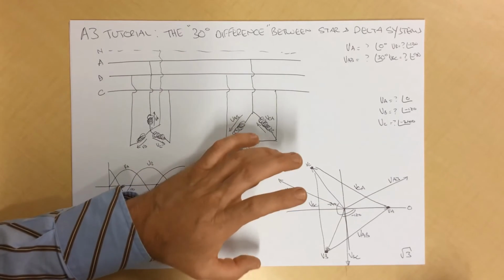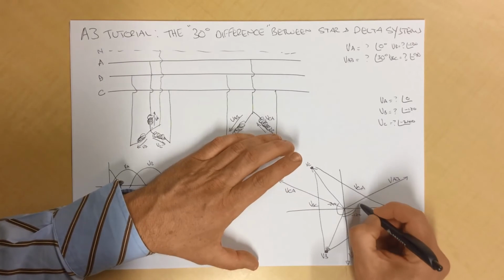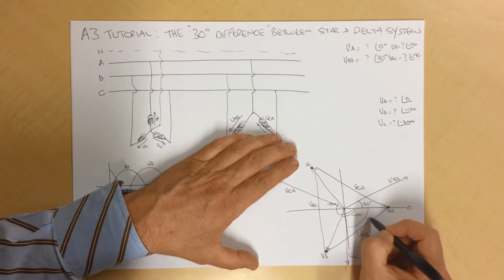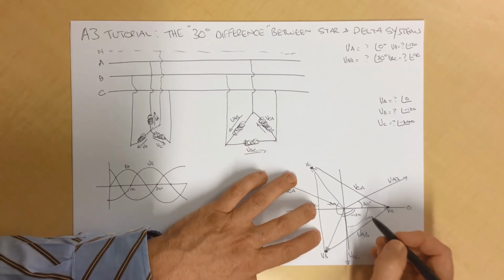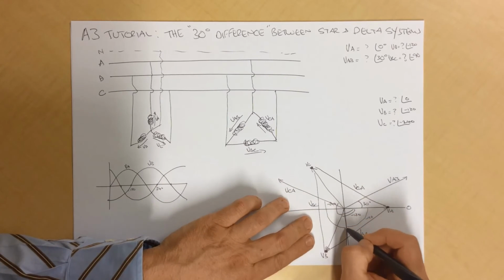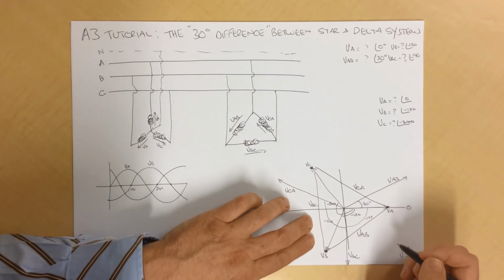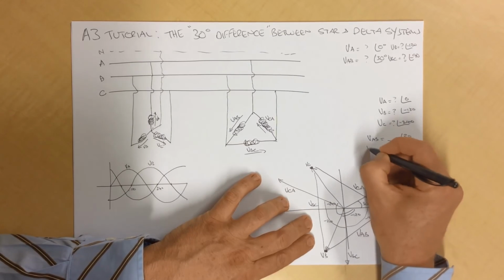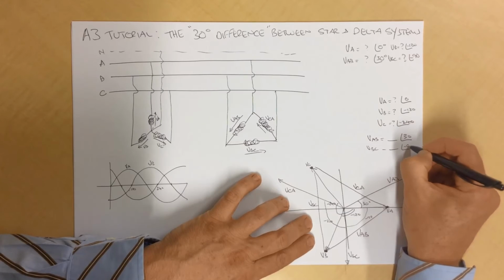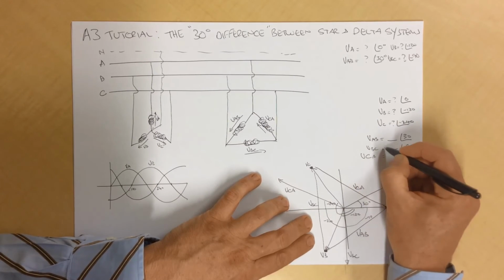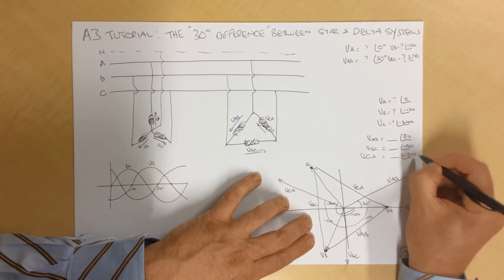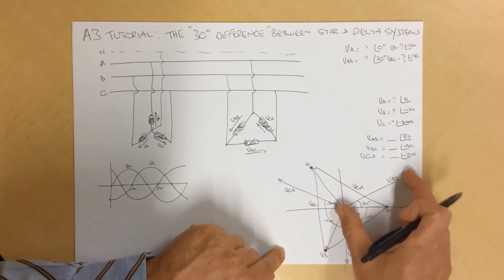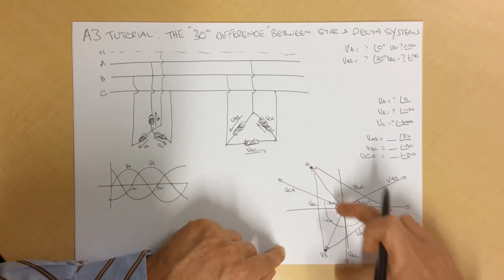Now, again, if we were doing this on graph paper, you would see that this angle here is 30 degrees. This angle here is minus 90, and this angle here is minus 210. That is where our VAB voltage is whatever at 30, VBC is whatever at minus 90, and VCA is whatever at minus 210. It exists because of the relationship between VA to VB, like that.